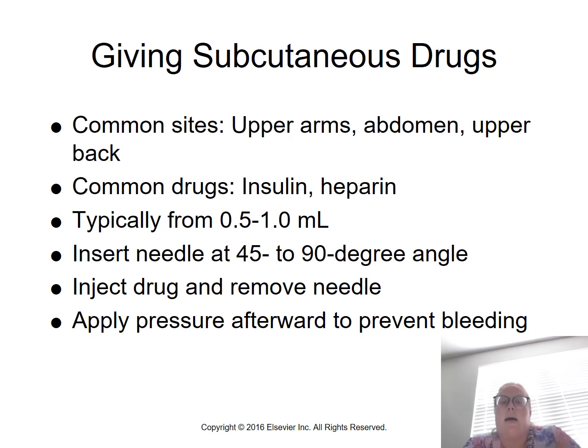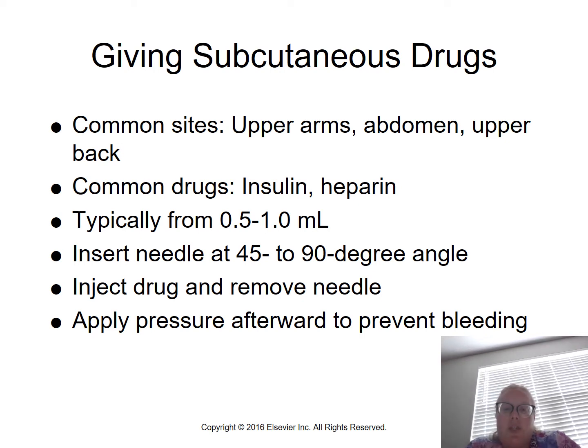Typical dosages range from 0.5 to 1 milliliter, small amount, and we insert the needle at a 45 to 90 degree angle. How do you decide whether you go 45 or you go 90 degrees? Well, if your patient is large or obese, you may need a 90 degree angle to reach the subcutaneous tissue. If your patient is thin, you may need an angle that's 45 degrees or less. So it really depends on your patient's body habitus what degree angle you're going to use to correctly give them a subcutaneous medication.